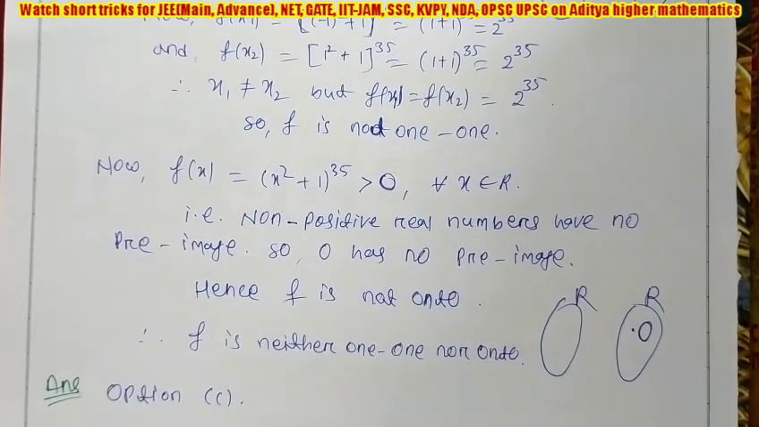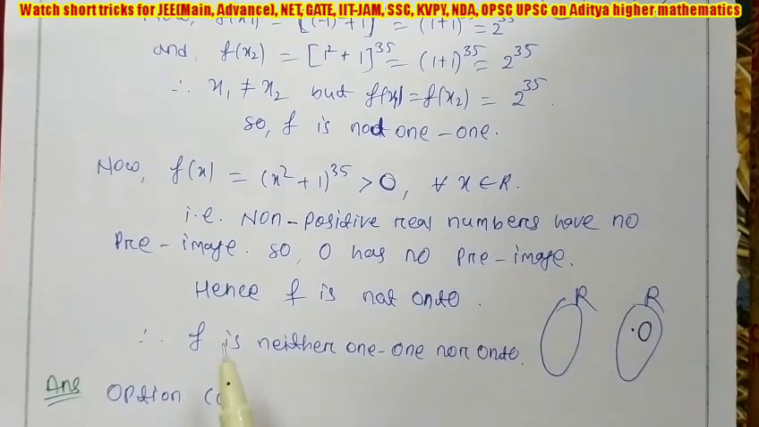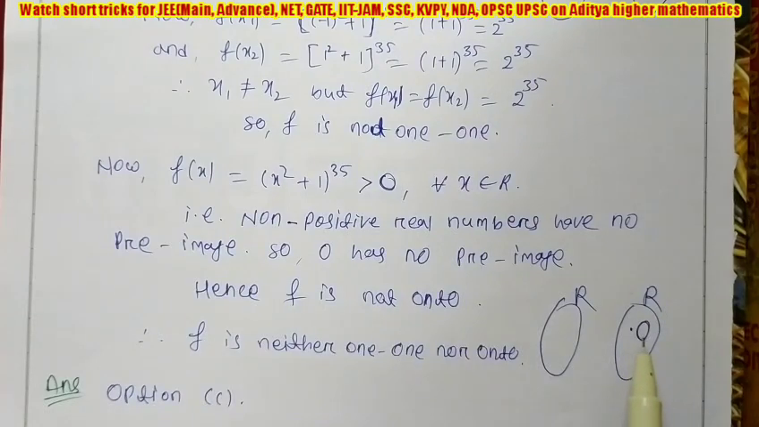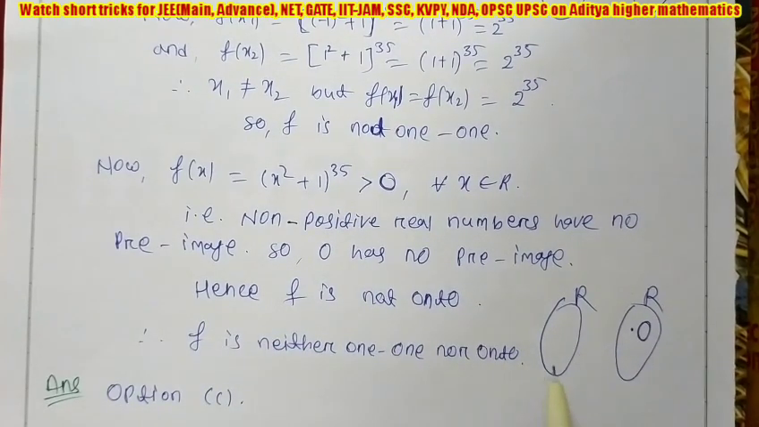That means the f(x) value is not equal to 0, whatever x belongs to R. So 0 has no pre-image. That means the function is not onto. If such one element exists which has no pre-image, then the function is not onto. So here also the conclusion is f is neither one-to-one nor onto.